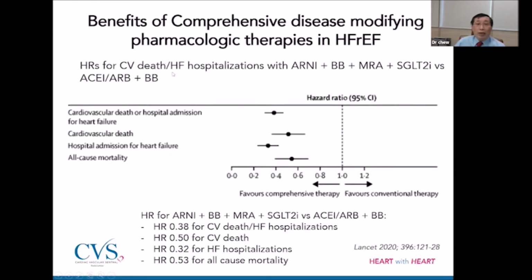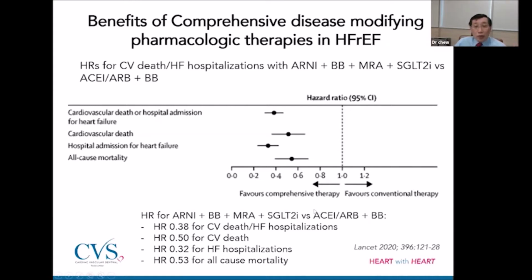Now, if you look at the paper published in the Lancet, looking at the use of modern therapies that are available, the angiotensin receptor neprilysin inhibitor, beta blocker, mineralocorticoid receptor antagonist, and SGLT2 inhibitor, compared with the conventional two drugs of ACE inhibitors and beta blockers, the use of these four agents versus two will actually give you an additional 62% reduction in cardiovascular death and heart failure hospitalizations, a 50% reduction in cardiovascular death, a 68% reduction in heart failure hospitalizations, and about a 50% reduction in all-cause mortality.